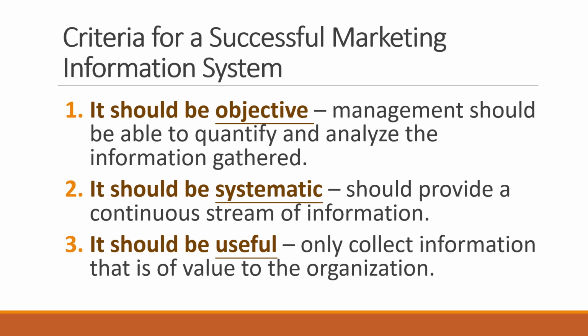Your text discusses three important criteria for a successful marketing information system. The first one is that the information system should be objective. Management should be able to quantify and analyze the information gathered. There shouldn't be any bias in the process if decisions are going to be made based on the information generated from the system. Second, it needs to be systematic. It has to provide a continuous stream of information. So this is not something that you can do once and then wait 2 years and do it again. Information needs to be collected consistently and constantly so that you can look for trends over time and make decisions at various points in time.